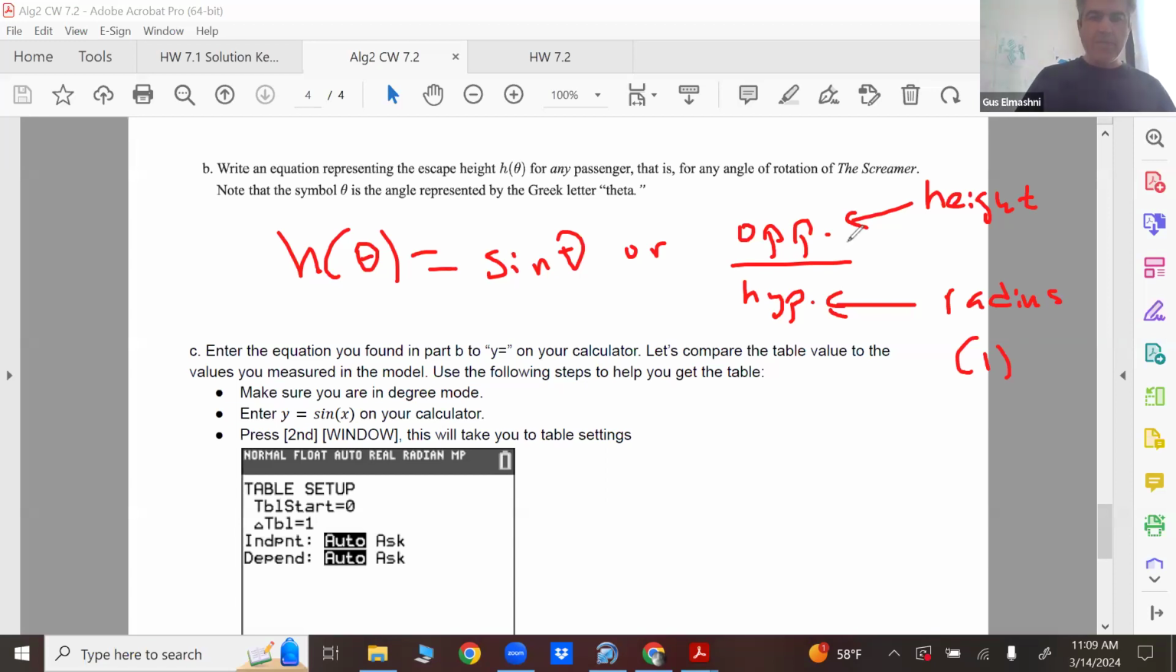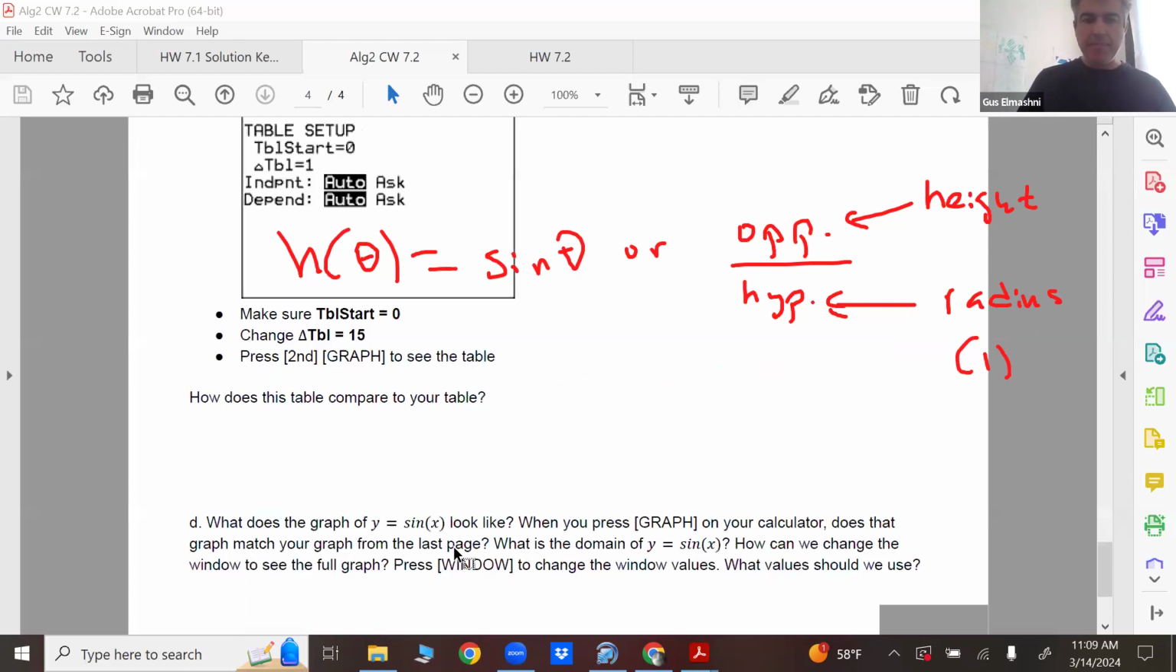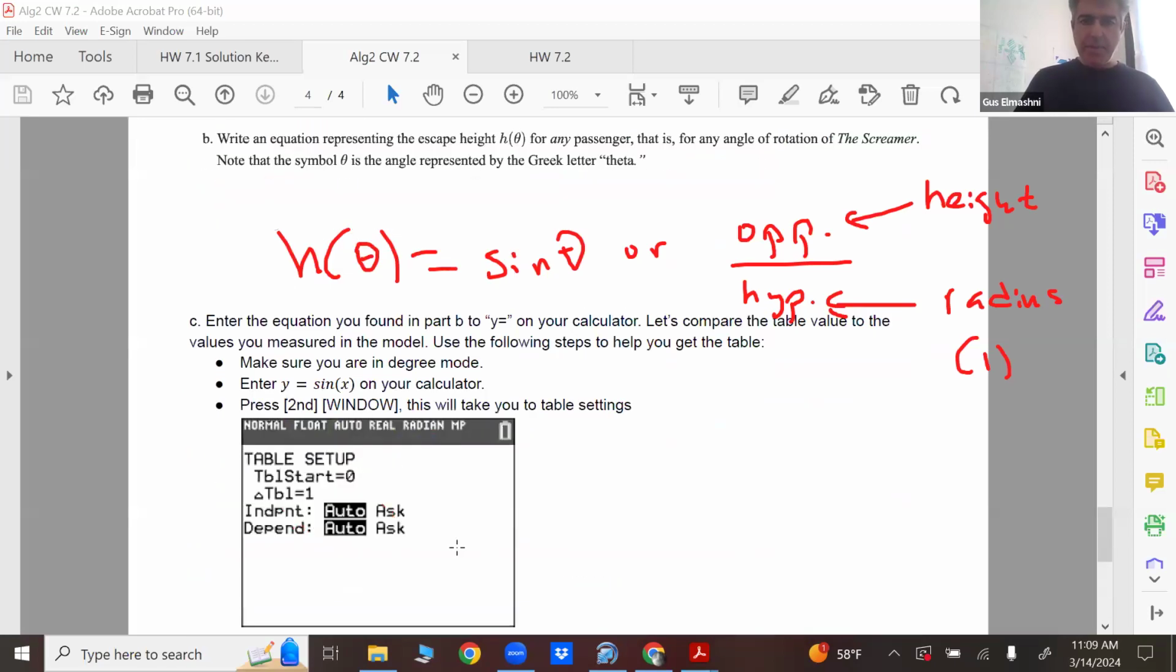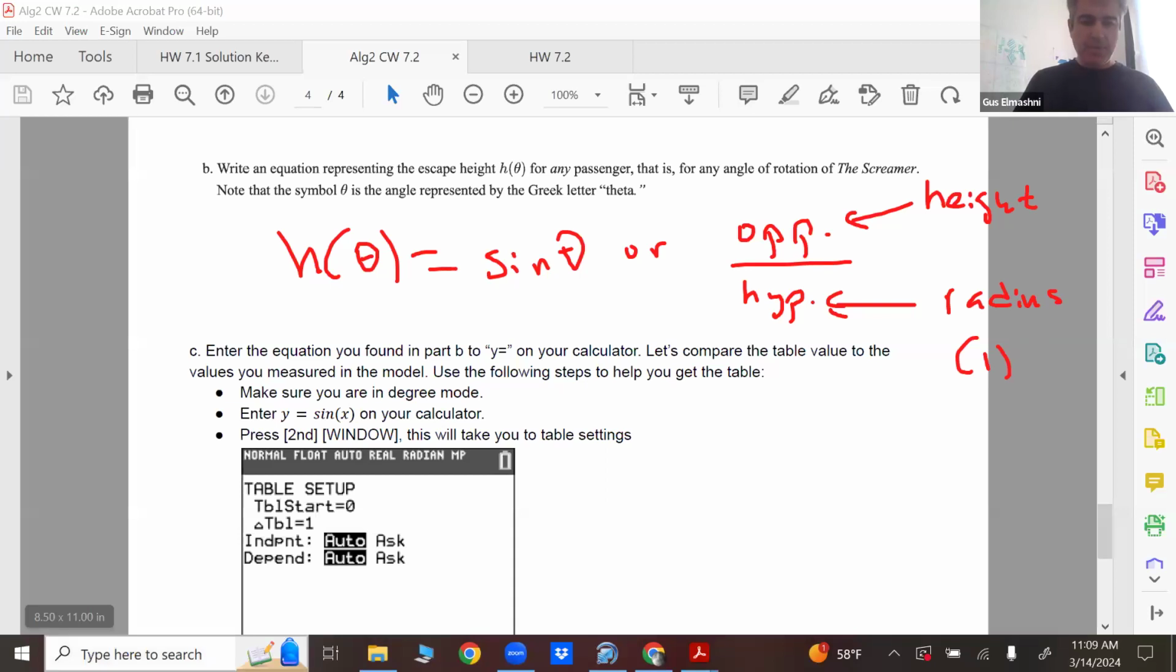And lastly, we're going to punch this in the calculator so you can see this in action, how it's very similar to what we just did with this little project or experiment. And after that, I think we're done. Okay, so here's what I'm gonna do. I'm gonna pull up my calculator. You guys can just watch.